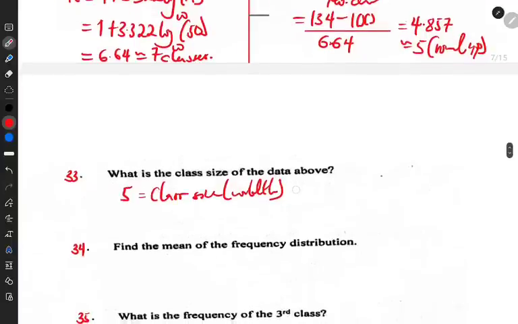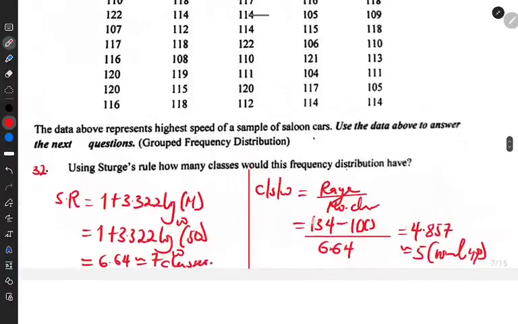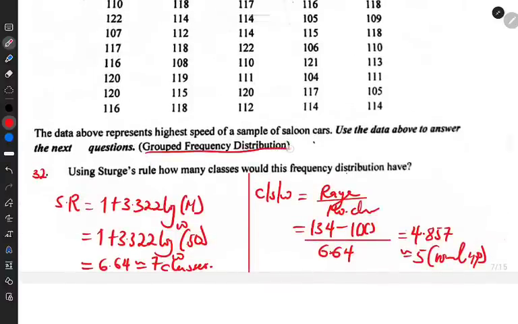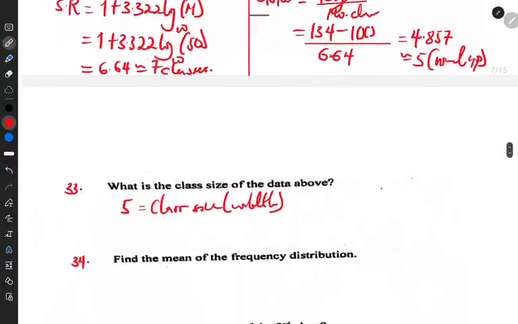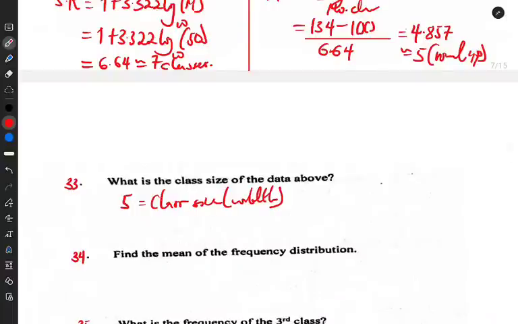Now question number 34. Find the mean of the frequency distribution. Since it's going to be grouped data, as we are told here in bracket, grouped frequency distribution, we need to find our frequency, find our values of x, and multiply by the frequency to get our summation f of x, and then divide by summation f. So we can write the formula straight up here: x bar is equal to summation f of x divided by summation f.